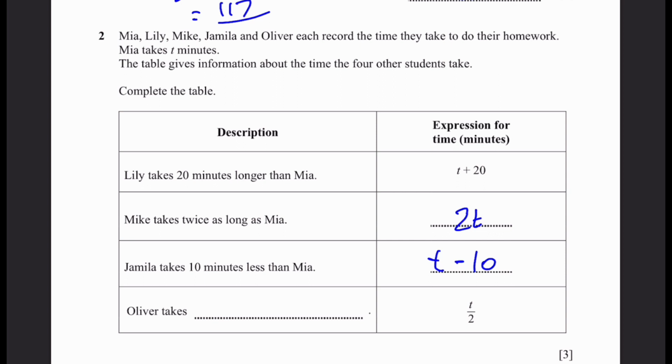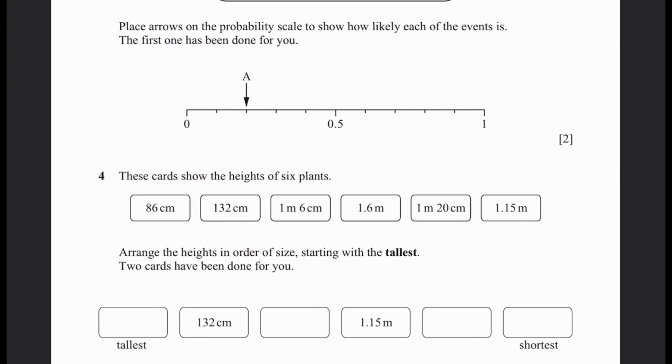Oliver takes t by 2. t by 2 means half the time of t, so that means half the time of Mia. That's the answer. Question 3.